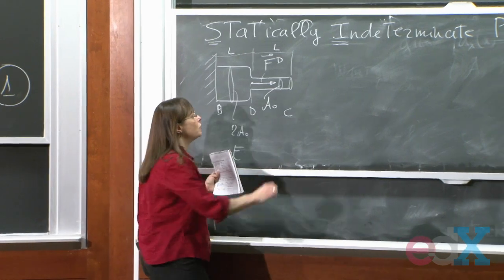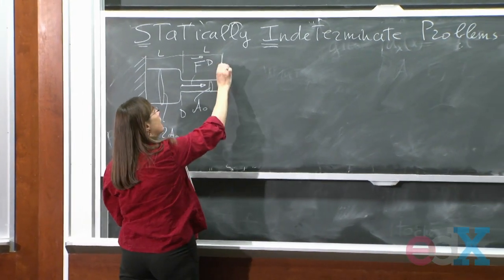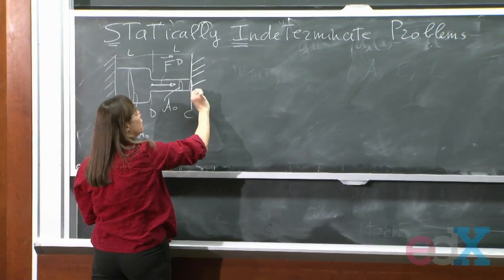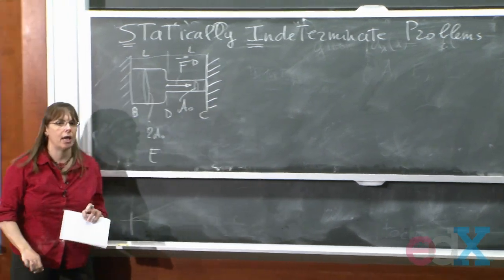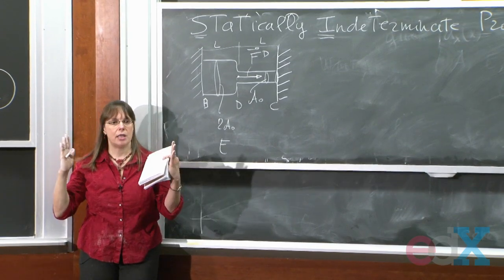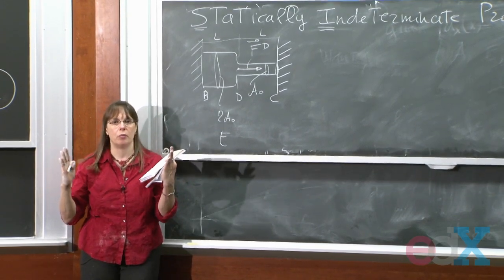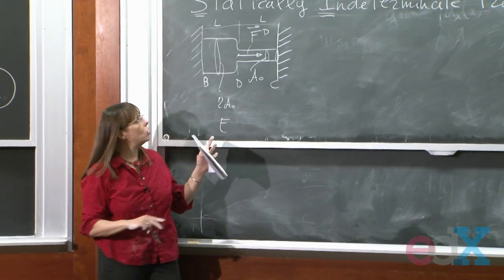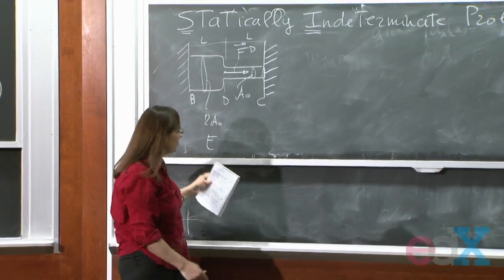Well, here's where the new wrench comes in. It comes in because I tell you there is not just one wall holding this thing up, there are 2 walls holding this thing up. I have a bar that is built in at both ends with walls on both sides, and I'm applying a load at the middle of the bar.